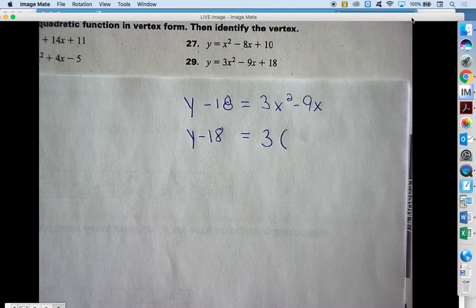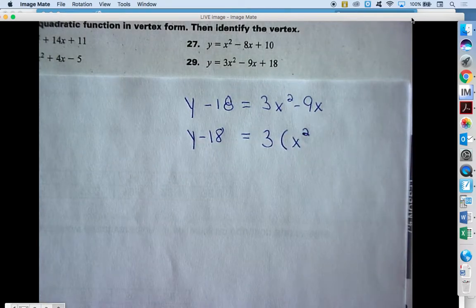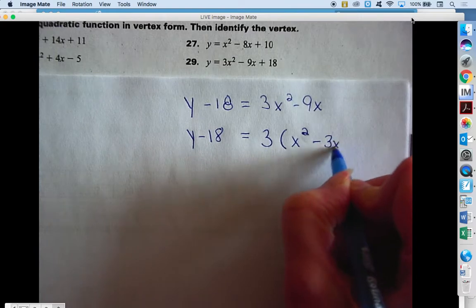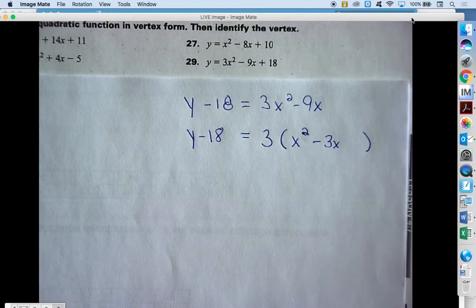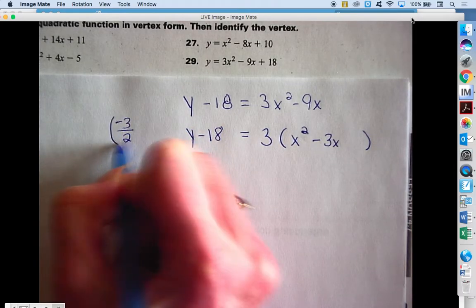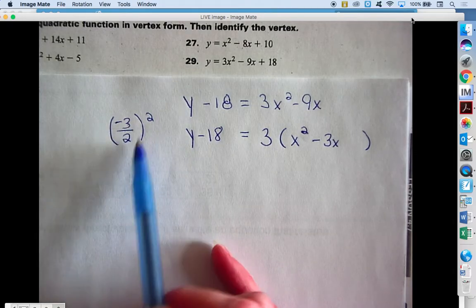You can only complete the square with the x squared term. It has to be by itself. So then if we take a 3 out, we end up with minus 3x. So b is negative 3. When you divide that by 2 and then square it, what's that make? Brandon? 9/4, because you're squaring the top, you're squaring the bottom.